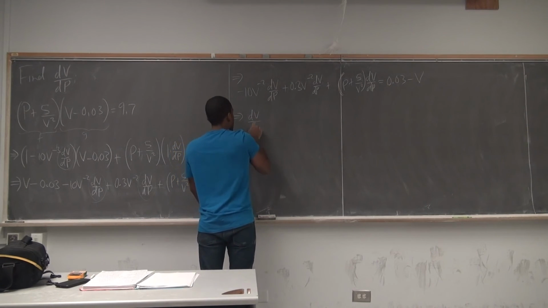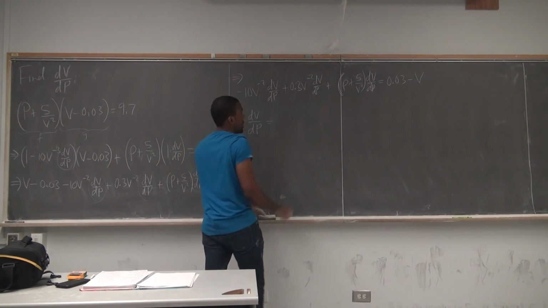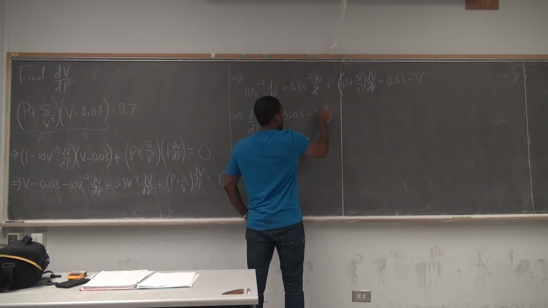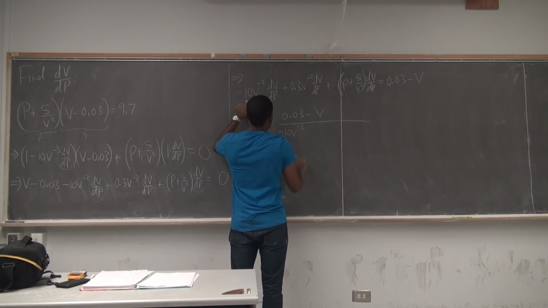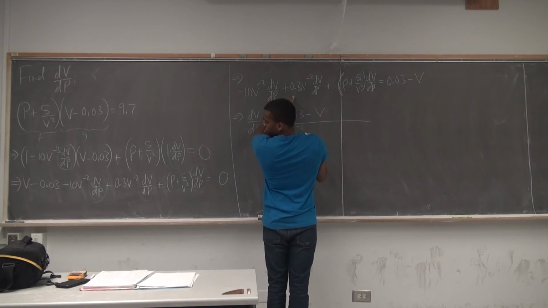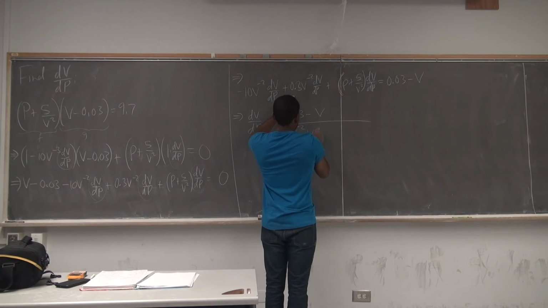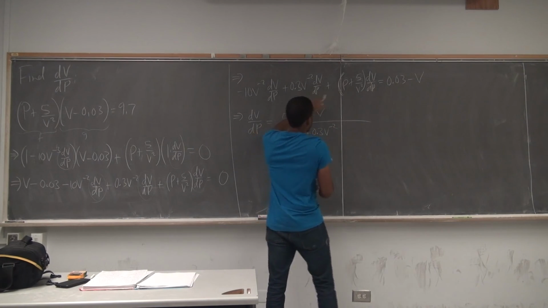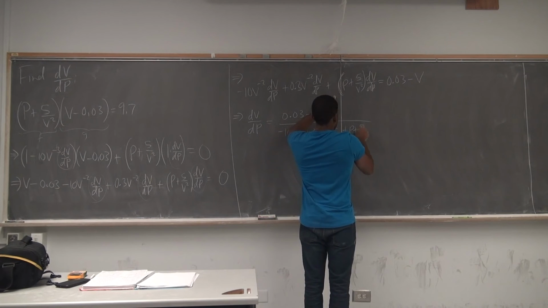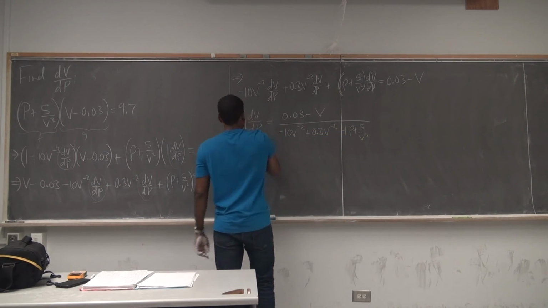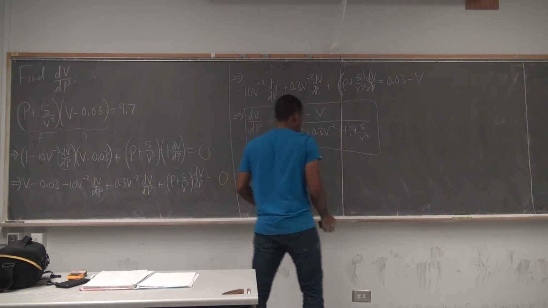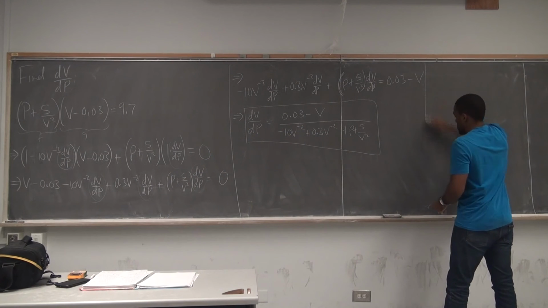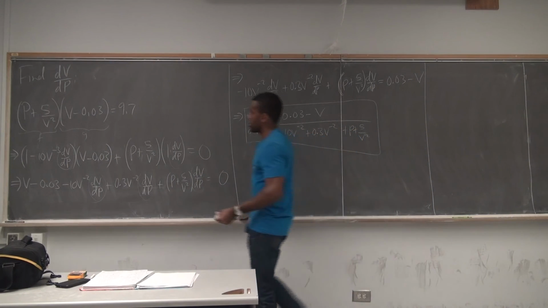I'm going to factor the dv dt out and then divide by all of that. So this is 0.03 minus v all over this plus 2 plus 5 over this squared. And that's your answer.